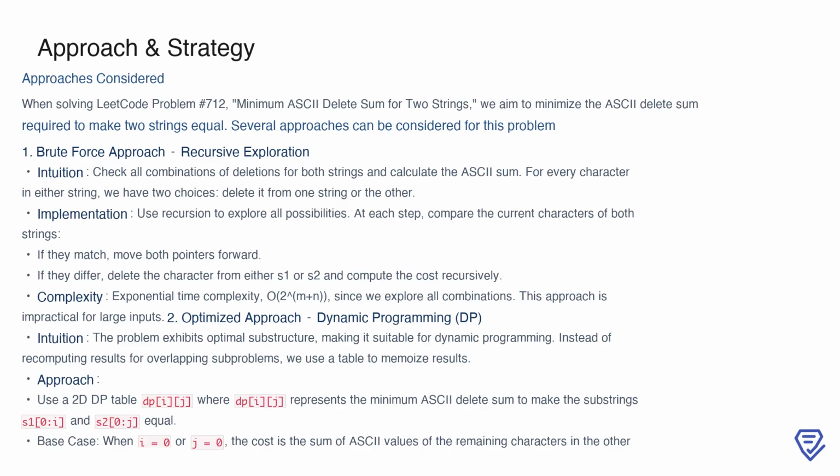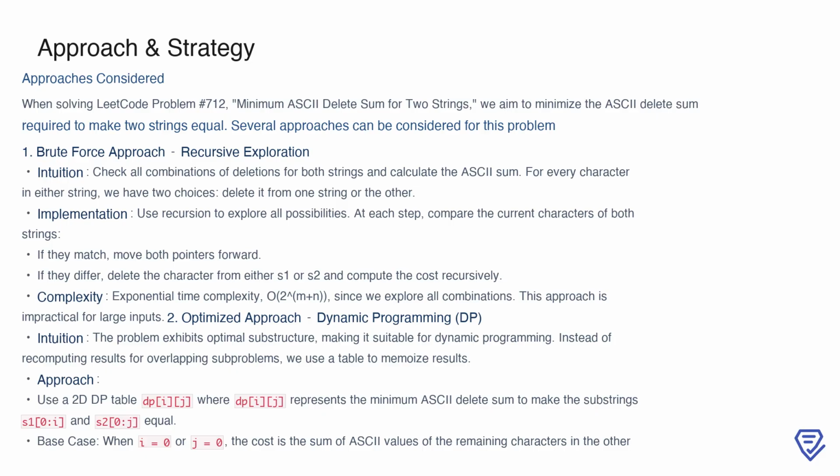The intuition here is to try all possible combinations of deletions for both strings, calculating the total ASCII sum for each case. For every character in the strings, we have two options: either delete it from the first string or delete it from the second. If the current characters match, we simply move both pointers forward in the strings. Otherwise, we recursively calculate costs by deleting one character at a time. While this approach is straightforward to describe, its exponential time complexity, 2^(m+n), makes it impractical for larger inputs.